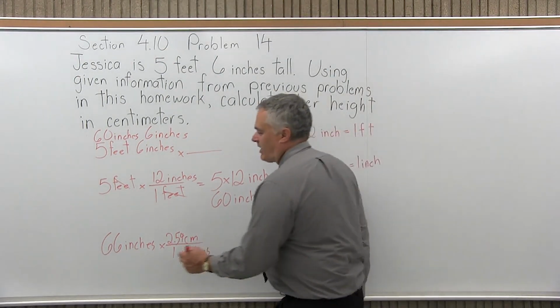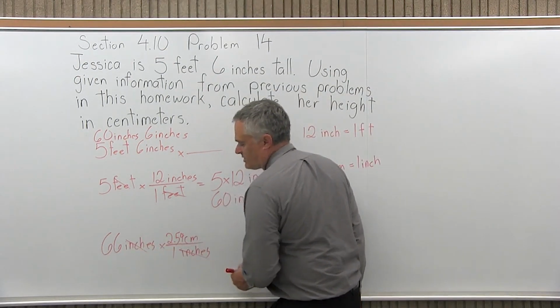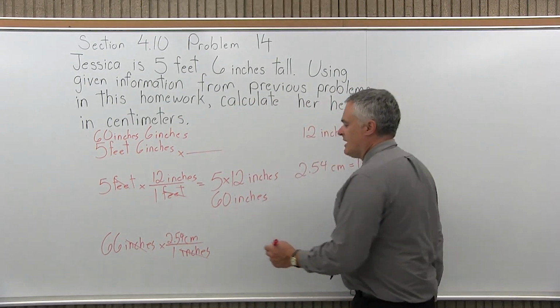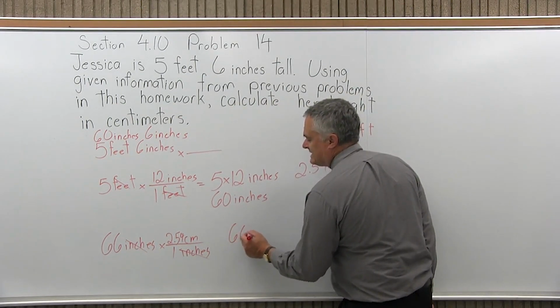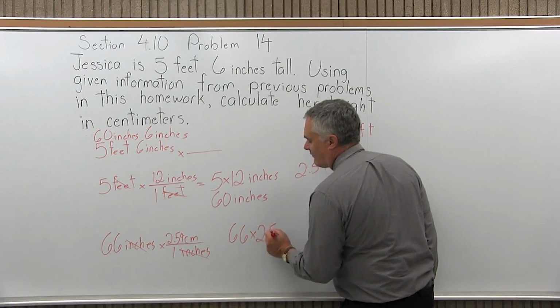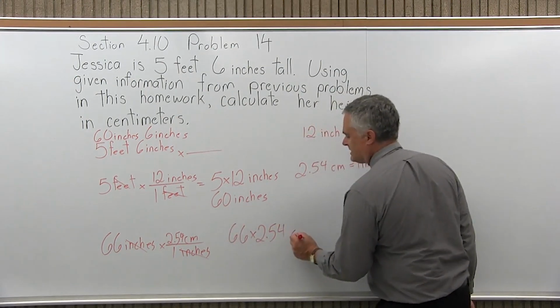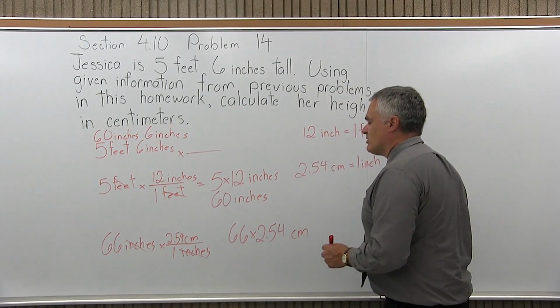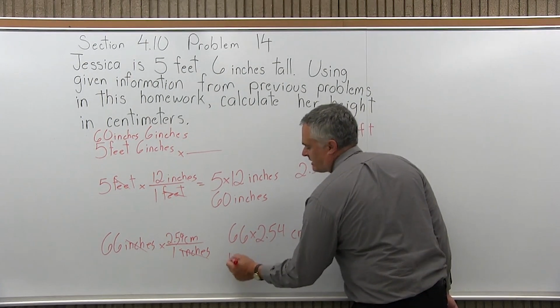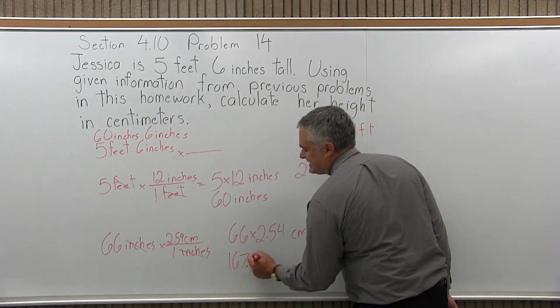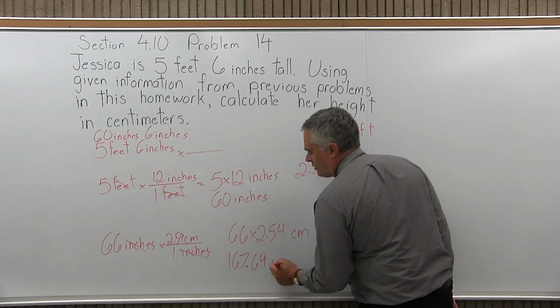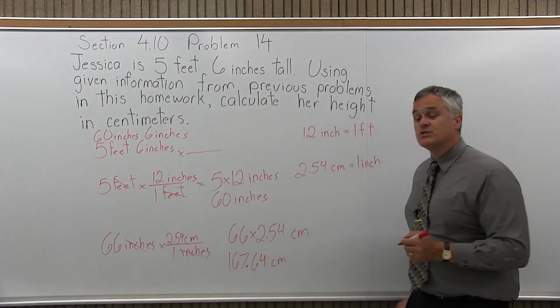Now, when I multiply, inches in the numerator, inches in the denominator will cancel. I have to figure out what 66 times 2.54 is, and my units of measure will be centimeters. That's something you probably want to do in a calculator. If you run that through your calculator, you will get 167.64. Your units of measure will be centimeters, which is what you want.